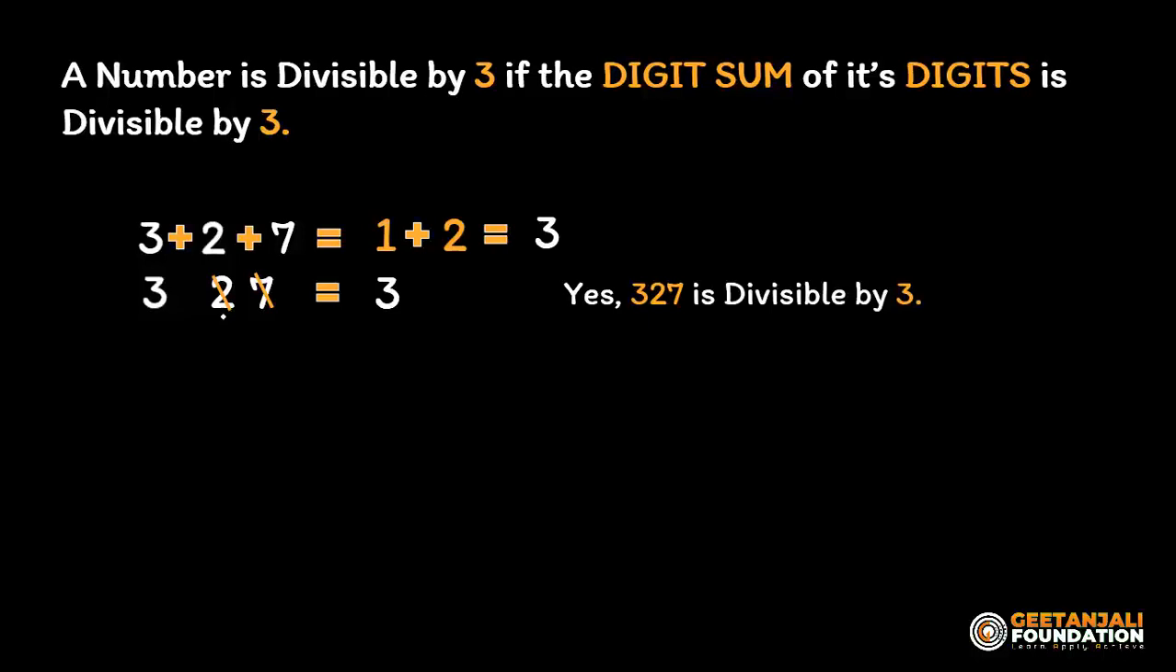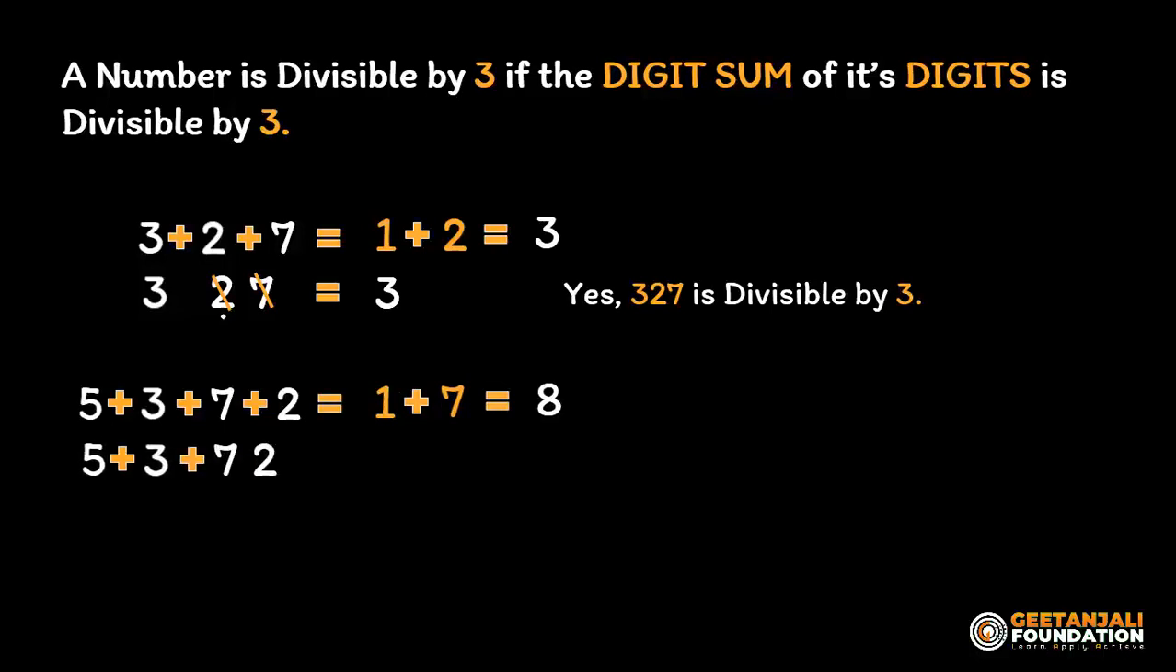Let's take one more example. The number is 5372. So we will find its digit sum. 5 plus 3 plus 7 plus 2 gives us 17, and again 1 plus 7 is equal to 8. Or by the other method, 7 plus 2 is becoming 9. Let's drop it. 5 plus 3 is becoming 8. So this way we got the digit sum equal to 8. Now 8 is not divisible by 3. Since the digit sum is not divisible by 3, therefore the number 5372 will not be divisible by 3. So this was the rule for divisibility by 3.